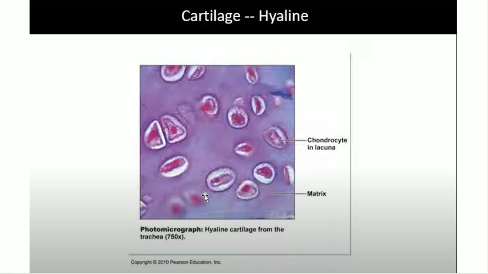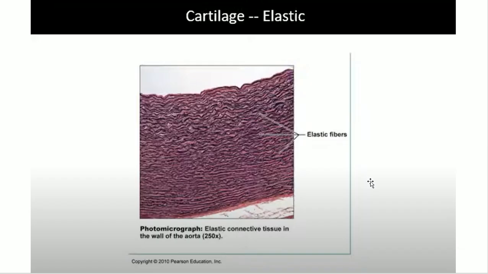Can't really see the fibers here because of the staining. Looks smooth, nondescript. But what we're looking for here are the double bubbles. So double bubbles here, double bubbles here, and so on. And that's how you can differentiate hyaline cartilage from everything else.